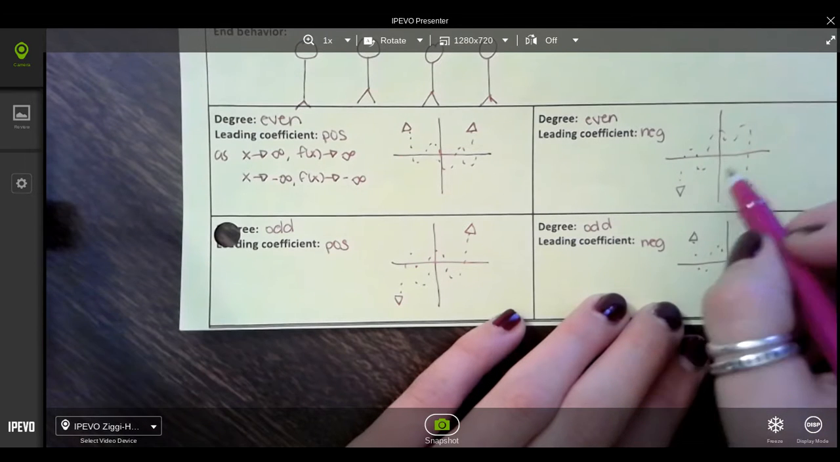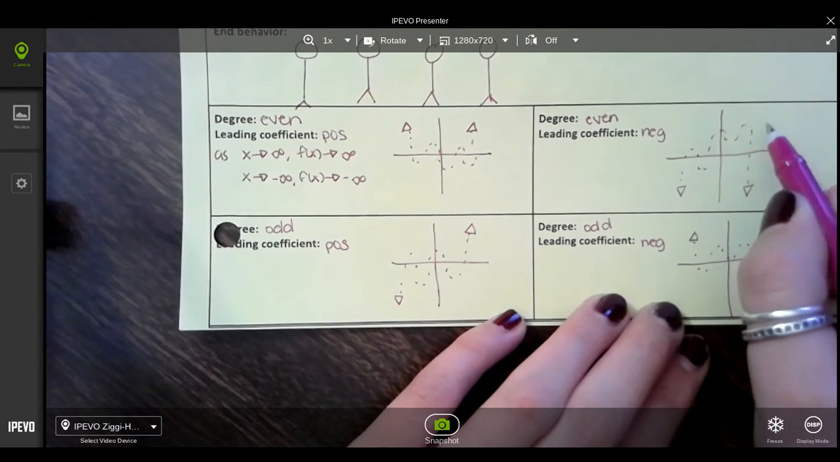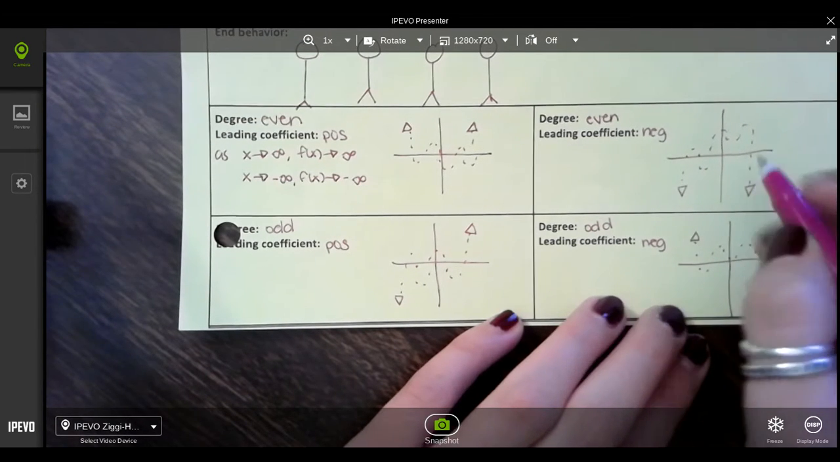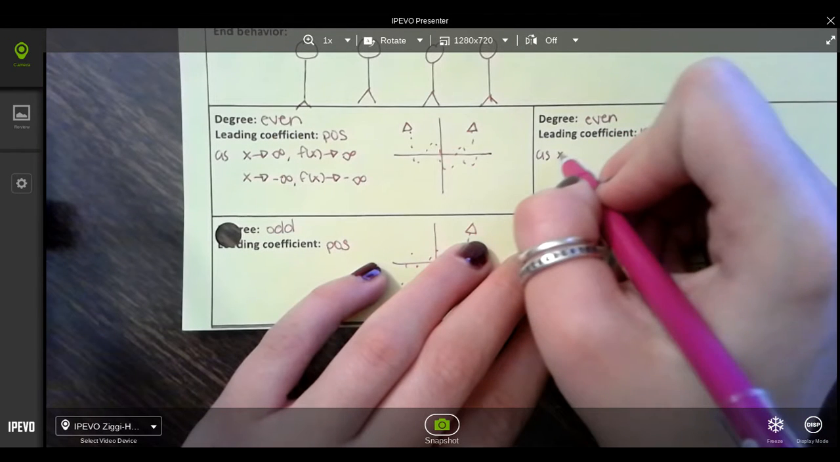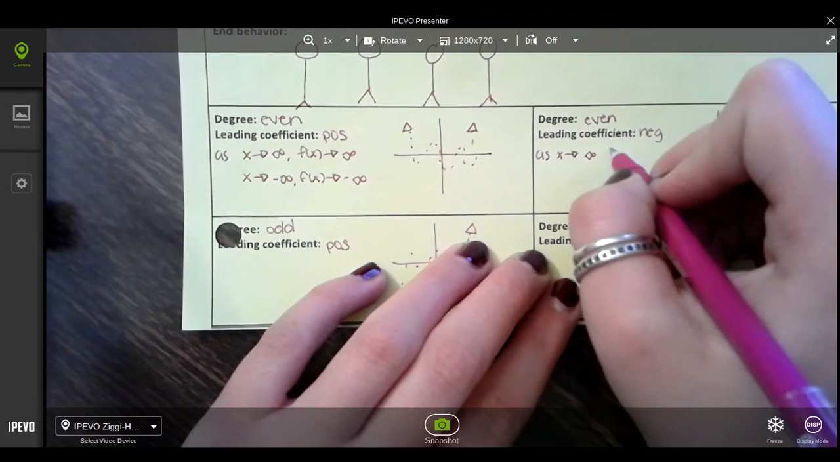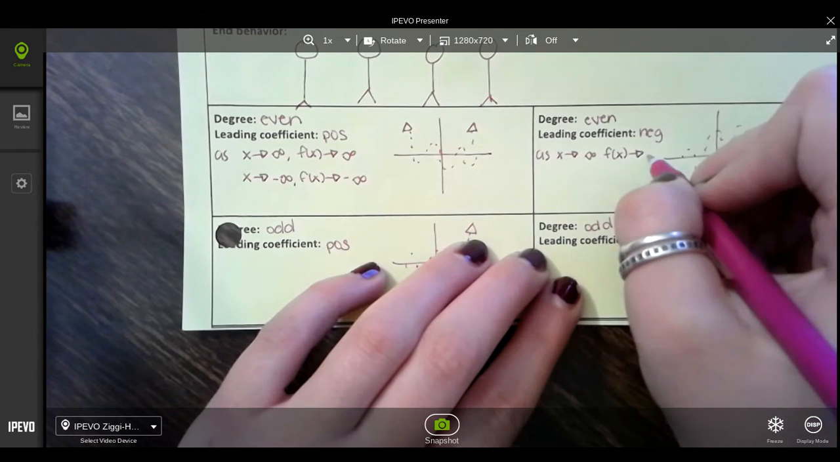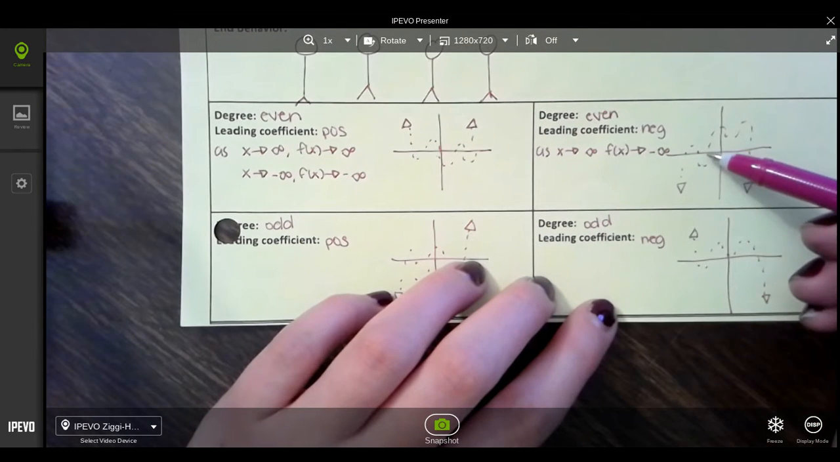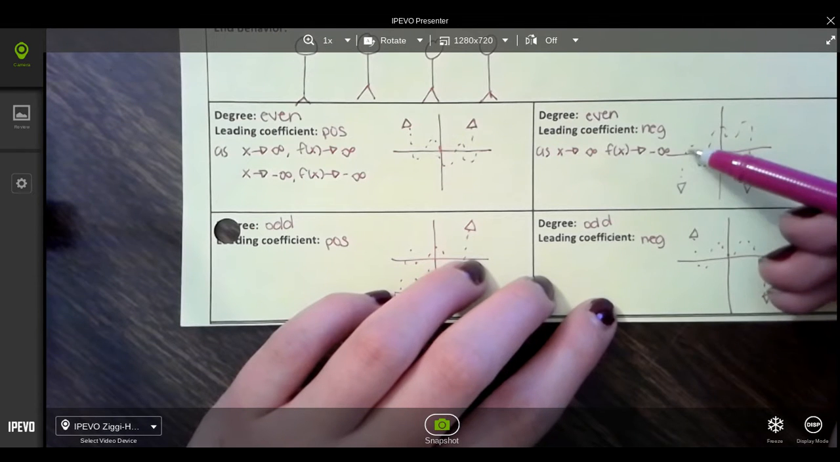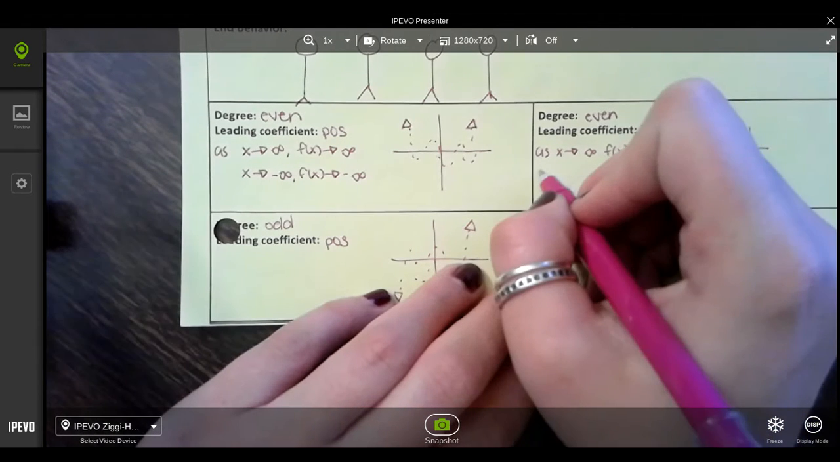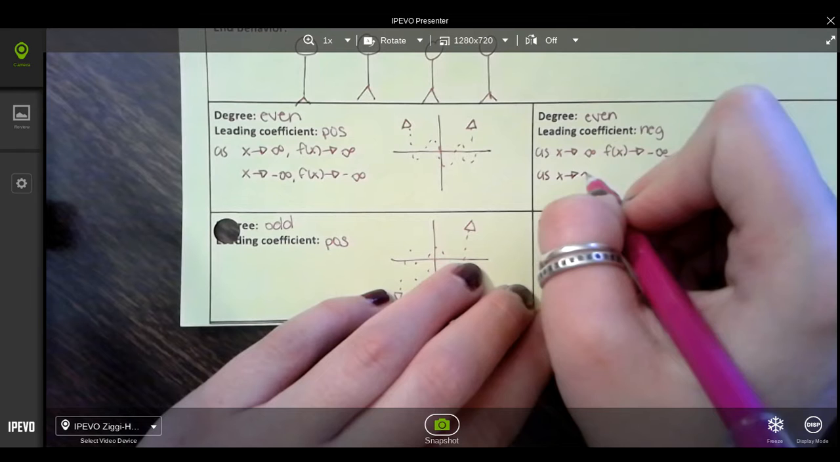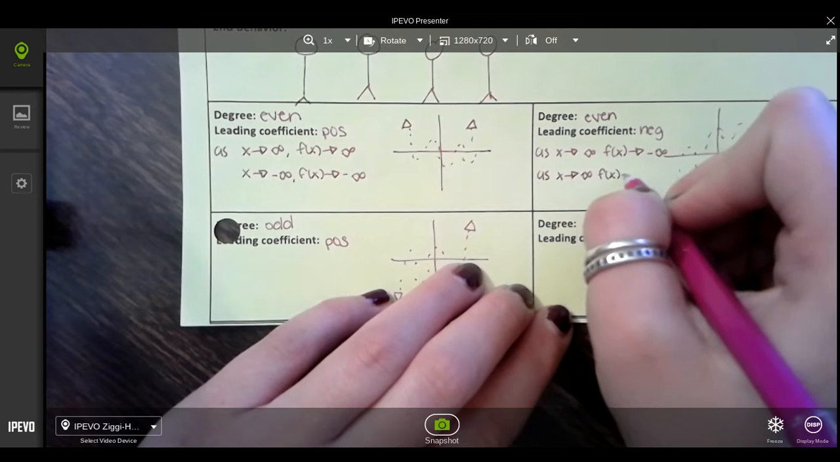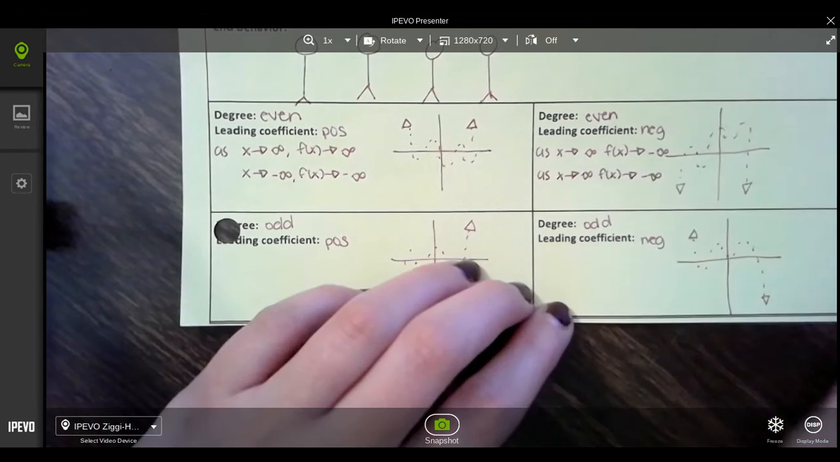Over here, as x goes to infinity, my function is going down to negative infinity. So as x goes to infinity, f of x goes to negative infinity. Same as x goes to negative infinity, my f of x is going down to negative infinity.